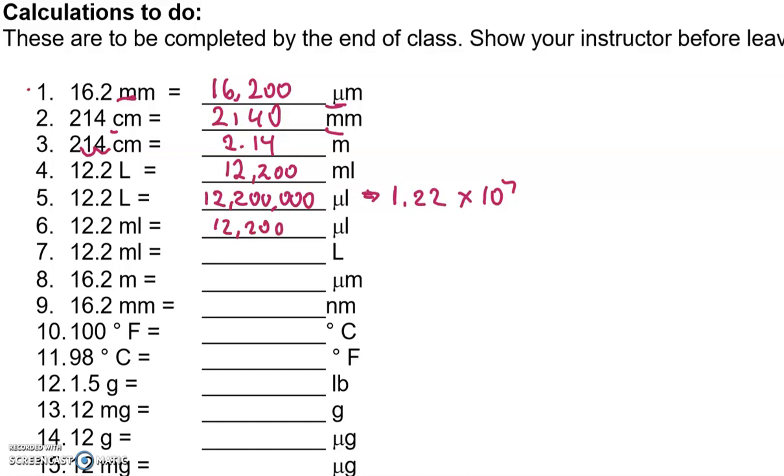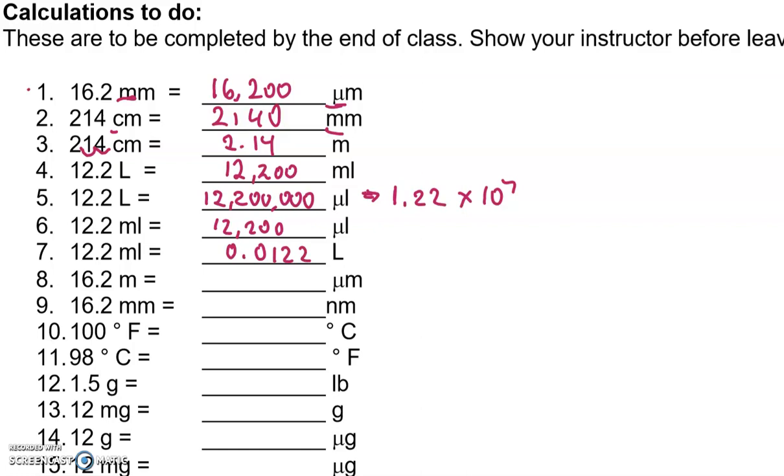12,200 microliters. If we go from 12.2 milliliters to liters, now we also have 3 decimal places, but now to the left, so that would be 0.0122 liters. So 3 decimal places to the left.